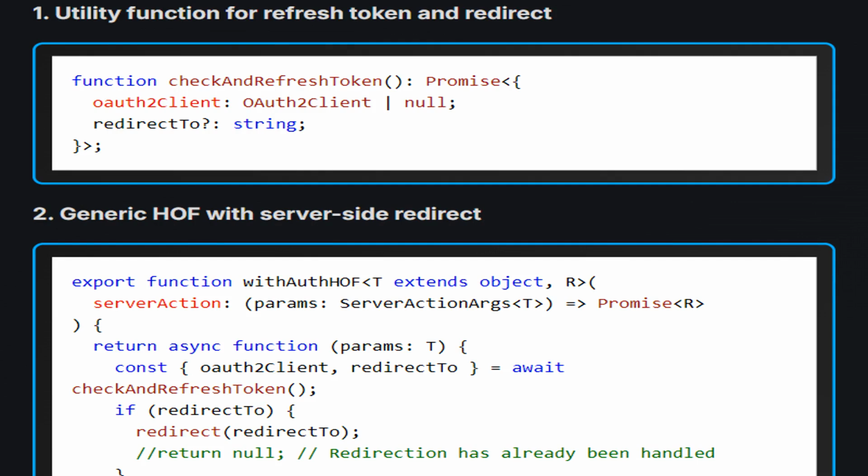The text outlines a utility function named checkAndRefreshToken, which is designed to handle the refresh token process and redirect users accordingly. It returns a promise that resolves to an object containing an OAuth2 client, which can be an OAuth2 client instance or null, and an optional redirectTo string. This function is essential for managing authentication states and ensuring seamless user experiences in applications that utilize OAuth2.